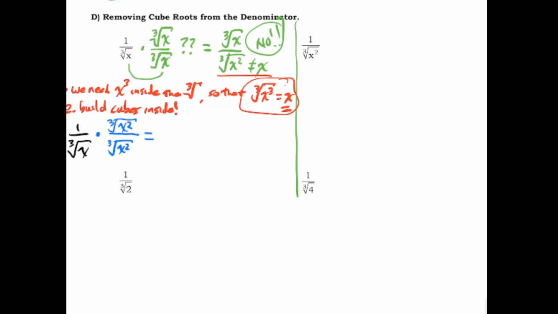So you have to build a cube inside. So what I have is 1 times the cube root of x squared is that. And then I've got cube root of x times cube root of x squared is cube root of x cubed, and that's what I wanted. The top is what it is, but the bottom, the cube root cancels the cube to give me just an x. That's how you got to play this game. So it's very important to keep that in mind. If you got a cube root in the bottom, it's a slightly different ball game. You have to build a cube inside. You have to.